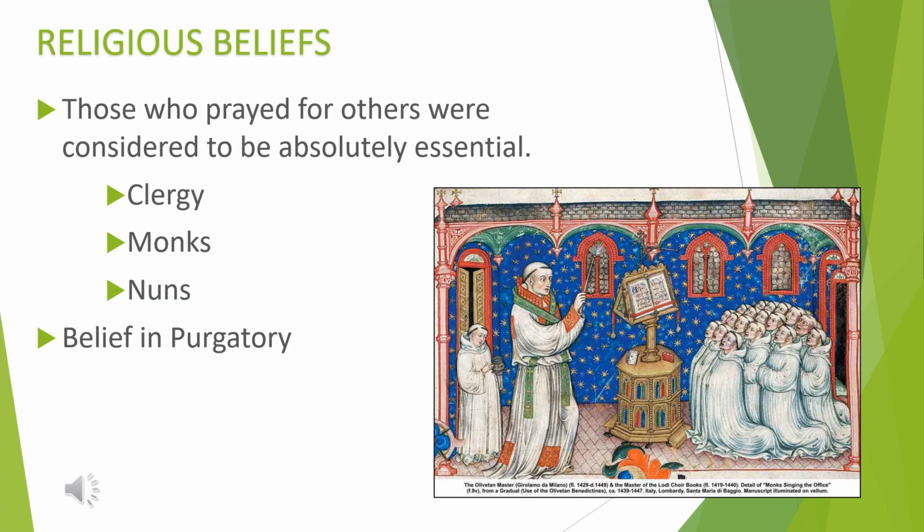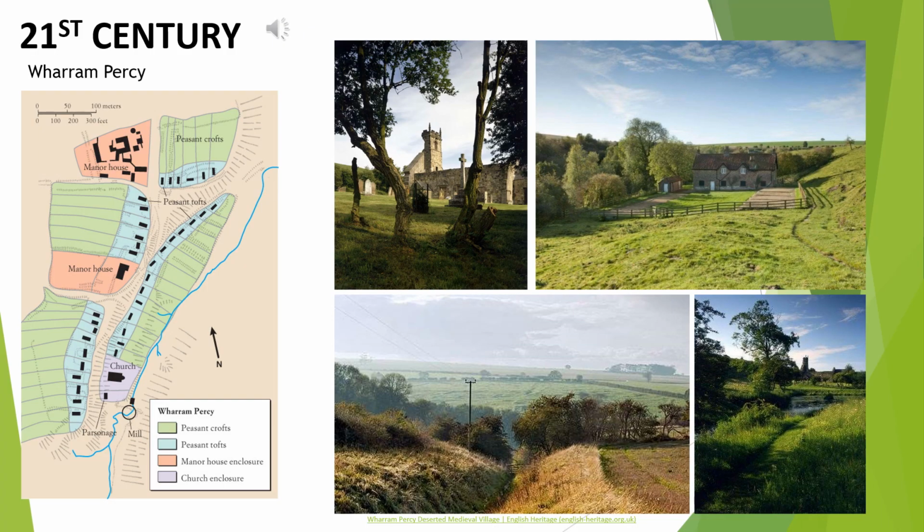So for my 21st century slide, I chose the town of Warren Percy. So Warren Percy was first excavated in 1950, and it is one of the best known medieval village sites in Britain. Today, it is a tourist site and it's very well preserved. And people can go in and they can see or get a glimpse of what life was like in the Middle Ages. So if you're ever in England and want to check out historical sites like Warren Percy, you should go.